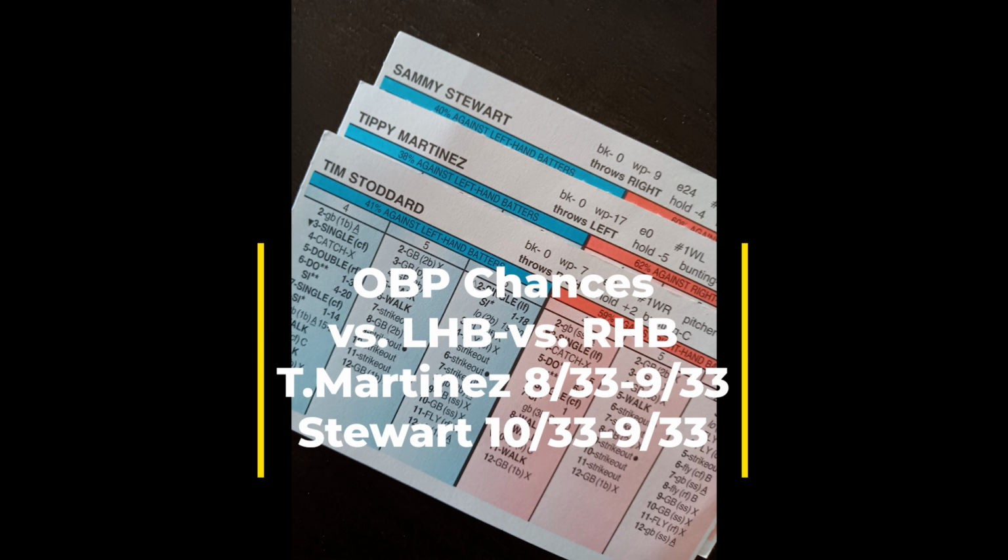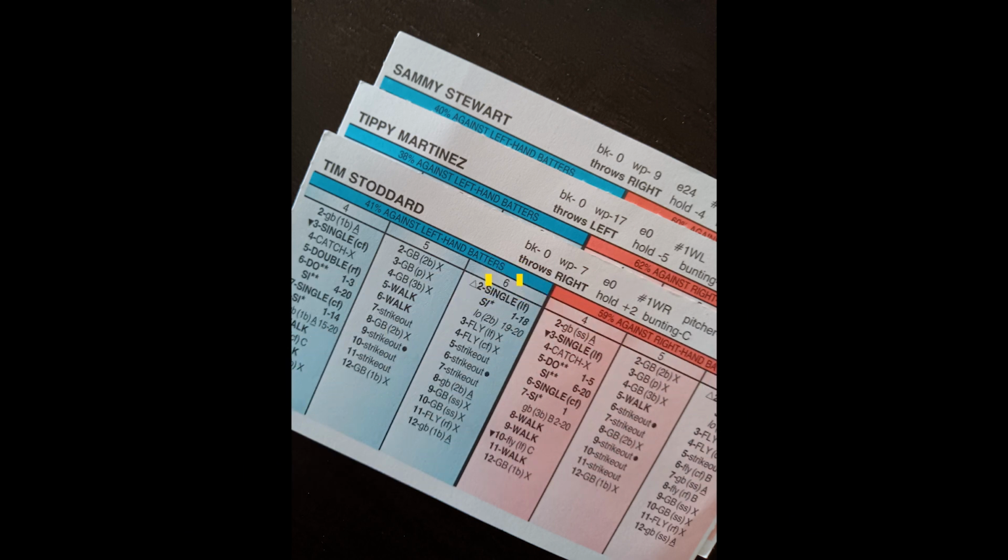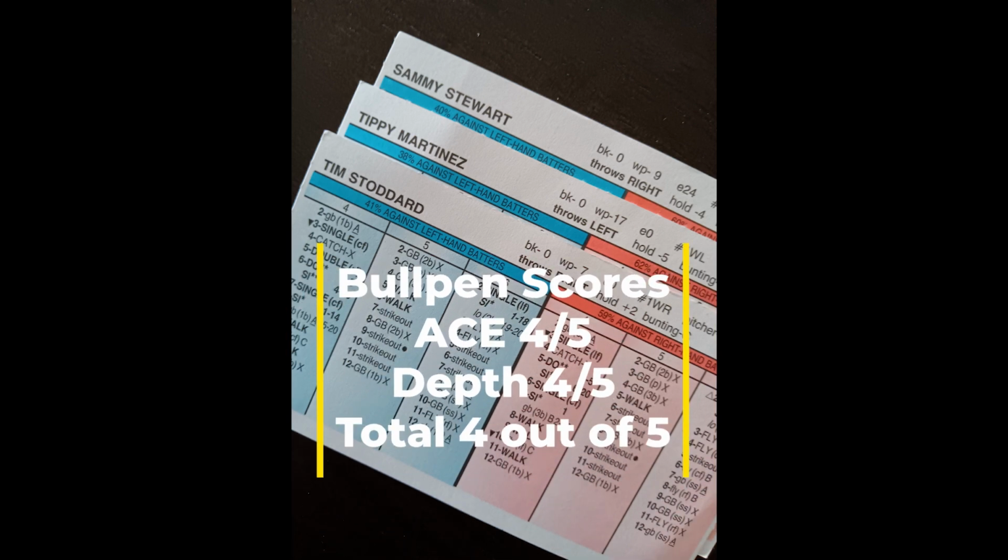Again, that number versus left-handed batters is a little bit high, but what I do like about the bullpen is that you have a reliable lefty reliever in Tippy Martinez, who is also a 3 inning reliever, by the way. So that comes in handy in some games. And you do have a solid closer in Tim Stoddard, and Sammy Stewart is a very manageable middle relief guy. So overall, I graded out the Baltimore Orioles bullpen for 1980 as a 4 out of 5.